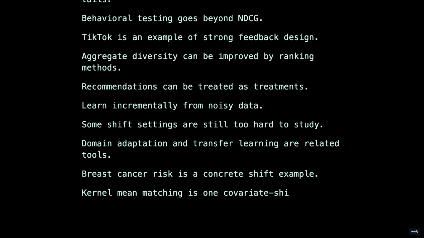That method tries to adjust for changes in the input distribution. It is one of the classic tools for covariate shift, where the features move even if the underlying label relationship is not assumed to change.